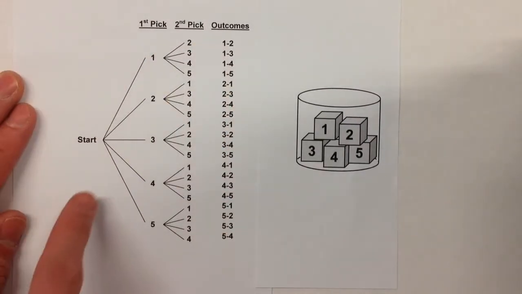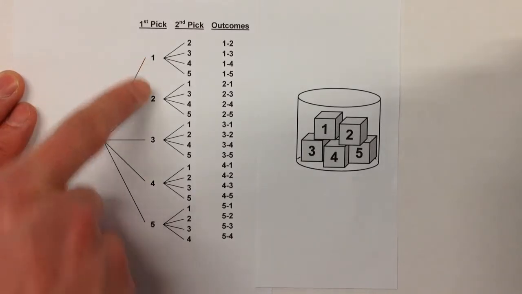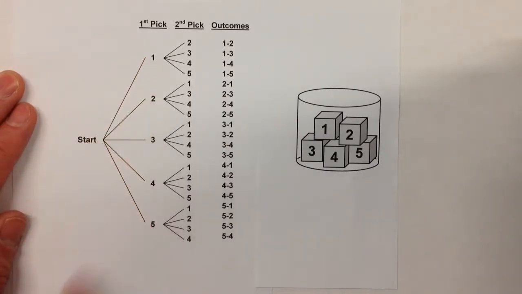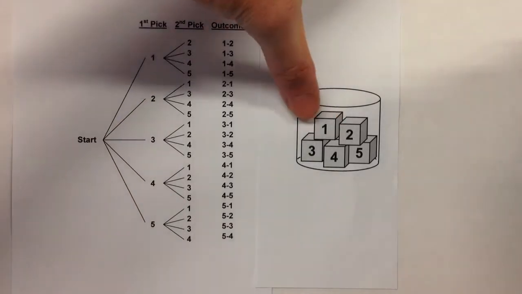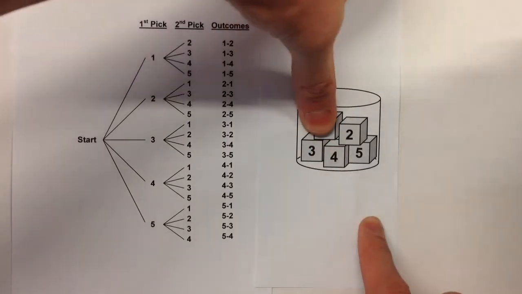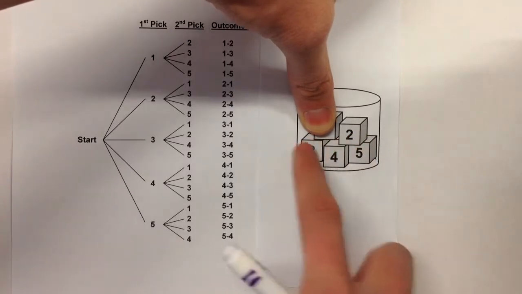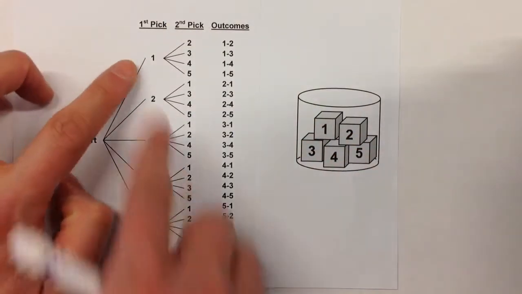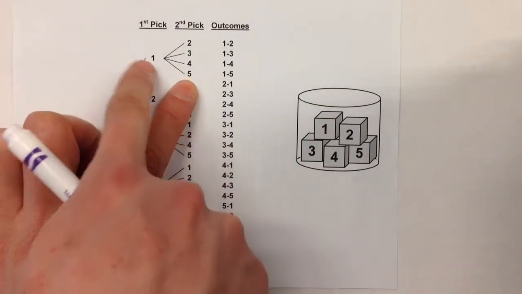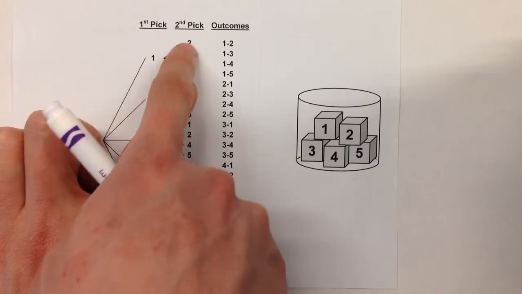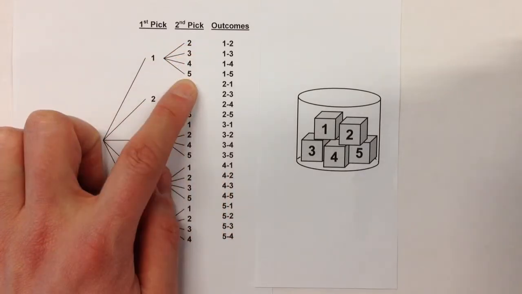So if you notice, on our counting tree, for the first pick, you could pick either cubes 1, 2, 3, 4, or 5, so it has 5 branches. And then once we pick the cube, we keep it out. So let's say we pick cube 1. On our second pick, we only have 4 cubes to choose from: cube 2, 3, 4, 5. So that's why in our counting tree, from 1, the branches only include cubes 2, 3, 4, and 5.